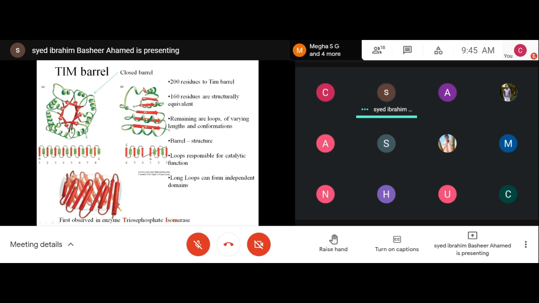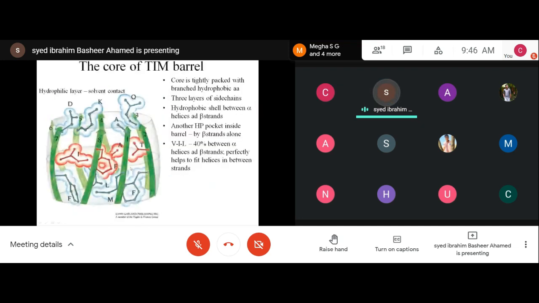Okay, so the active site that is present is formed only by this loop region. And sometimes the loop region can go over a long loop, and by itself it can make a domain, like an independent domain. All right.